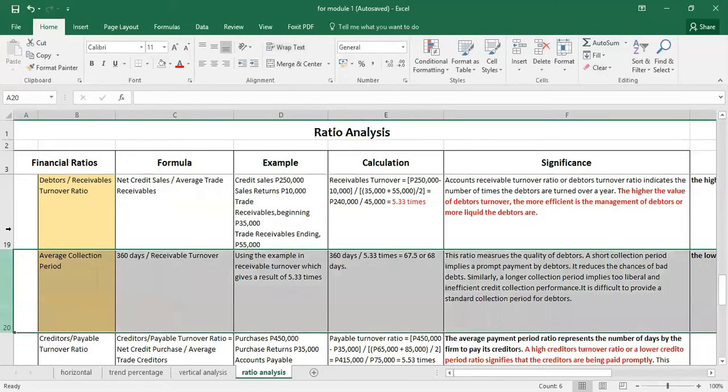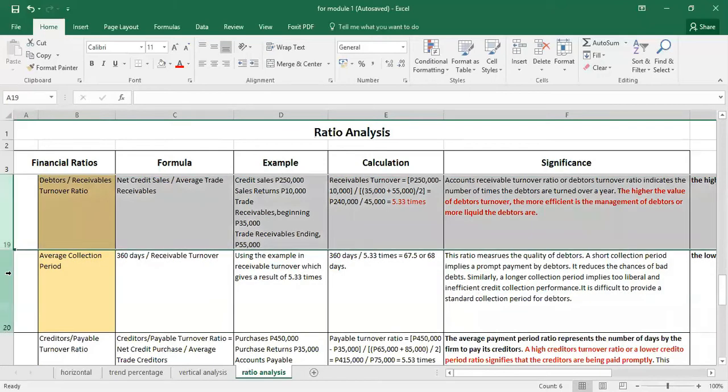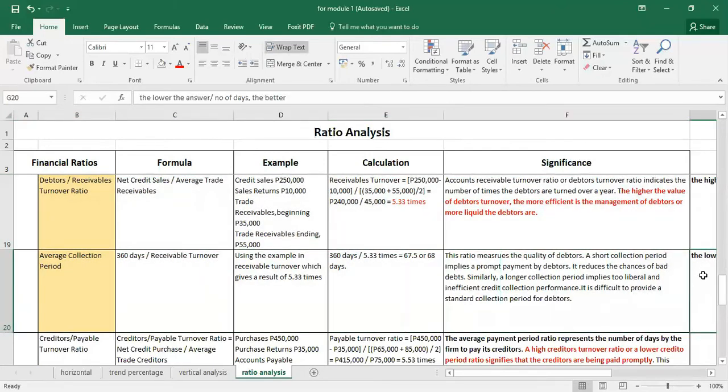So, yun yung implications kung bakit mataas or mababa. Either mataas or mababa yung average collection period mo, ano yung mga pwede mong gawin? Dapat meron kang stringent na collections department, mas strict na mga nagko-collect ng mga receivables mo. Dapat meron kang strict rules for your receivables para maiwasan mo yung bad debts at maiwasan mo yung mataas na average collection period.